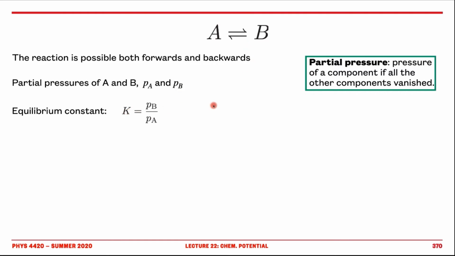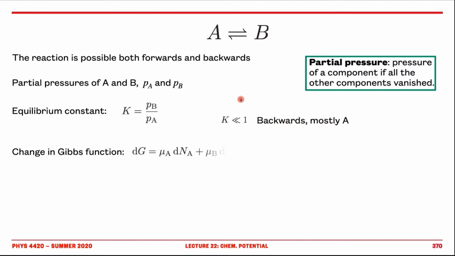And of course, if K is equal to 1, you have as much pressure of A and pressure of B. So just to remind you, if K is very small, that means that PA is much larger than PB, and the reaction goes to the left, backwards, mostly A.